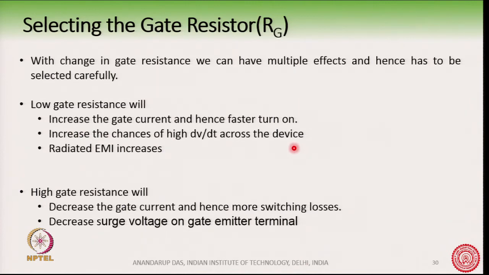We will come to these issues. It is also reported that with a low gate resistance, the radiated EMI increases from the device. On the other hand, if you use a high gate resistance, then it decreases the surge voltage on the gate emitter terminal. We will see some of these parasitic effects as we go on. But this is an overview of what the gate resistance can control in the device.